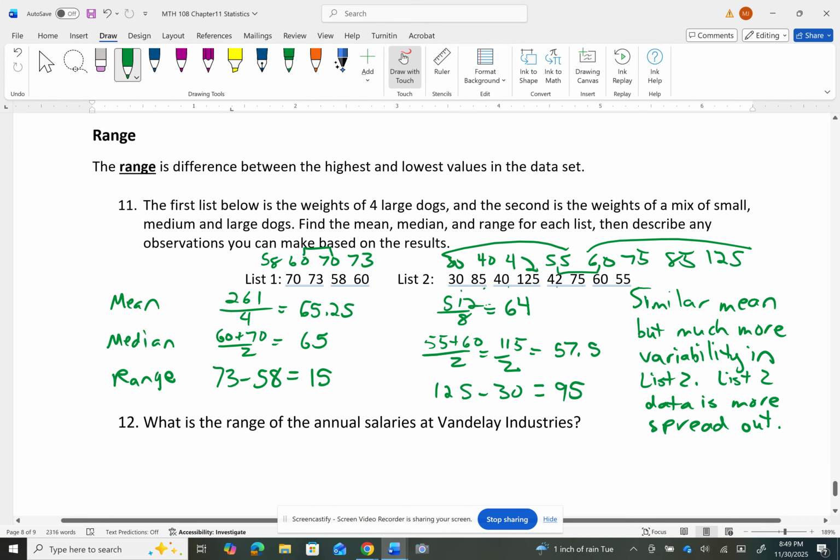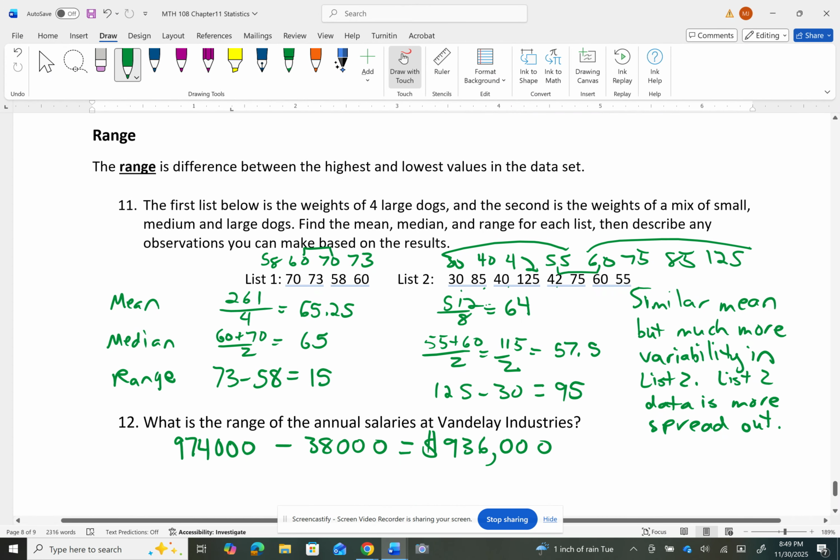All right, a similar thing happens if you go back to the Vandelay Industries. Remember how the one person, probably the CEO, made $974,000, but then the person getting paid the least just made $38,000. So the range would have been just that difference. That would have been the $936,000. That's all there is to calculating the range.